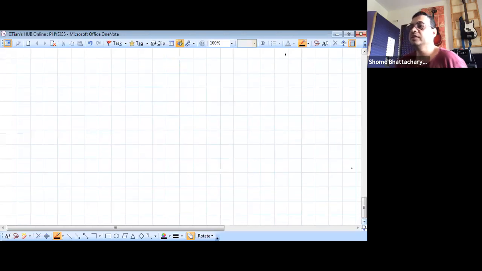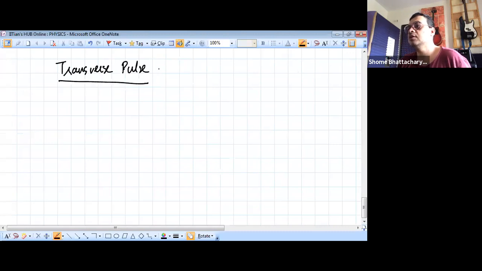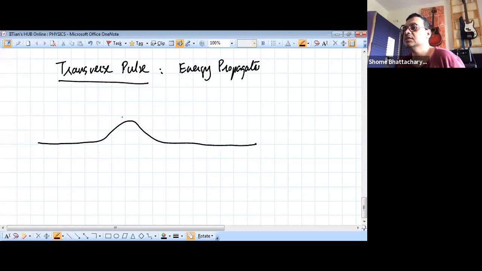But in the case of a wave, let's start by understanding a transverse pulse and how the energy propagates. If you visualize a transverse pulse that is traveling like this, you can see that next instant, as the pulse is going to be here, these particles are rapidly going down, and these particles are rapidly going up, whereas these particles are in extreme position, so their particle velocity is tending to zero.